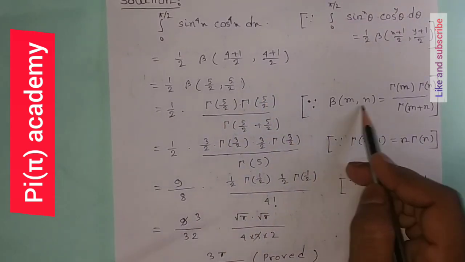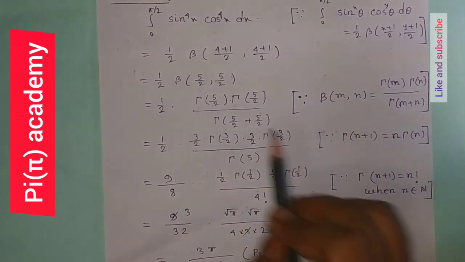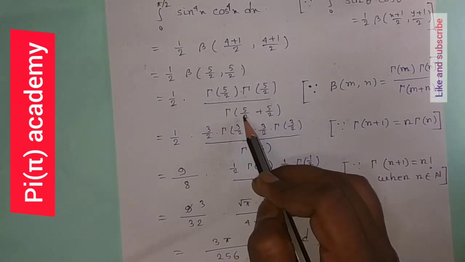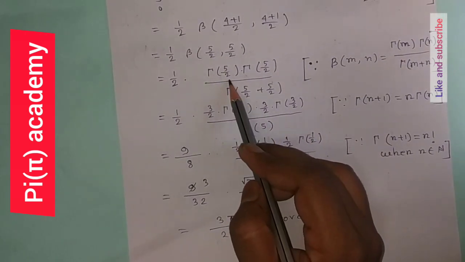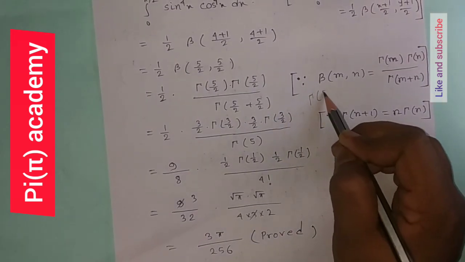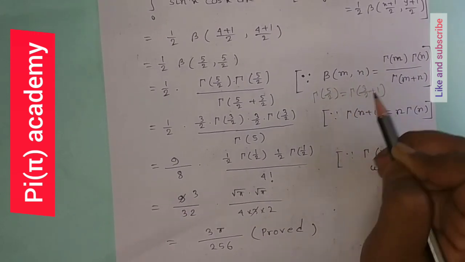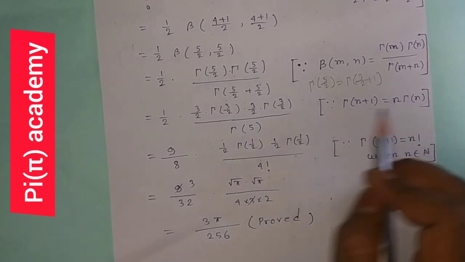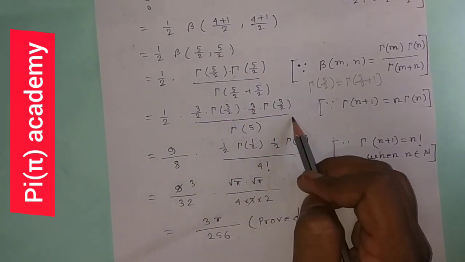We also know that beta(m, n) equals gamma m into gamma n divided by gamma (m plus n). By this rule we can write gamma 5/2 into gamma 5/2 divided by gamma (5/2 plus 5/2), and also gamma 5/2 equals 3/2 gamma 3/2, because gamma 5/2 equals gamma (3/2 plus 1). And by this rule, since gamma (n plus 1) equals n gamma n, therefore this is 3/2 gamma 3/2, and this is also 3/2 gamma 3/2.